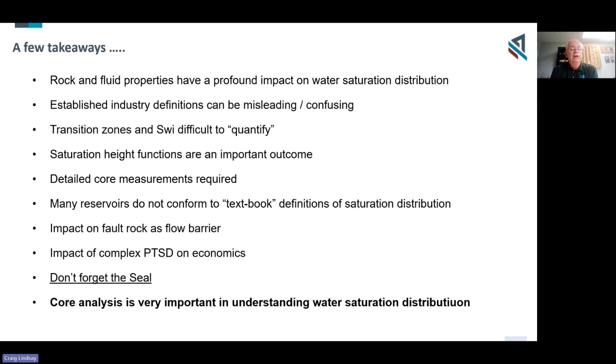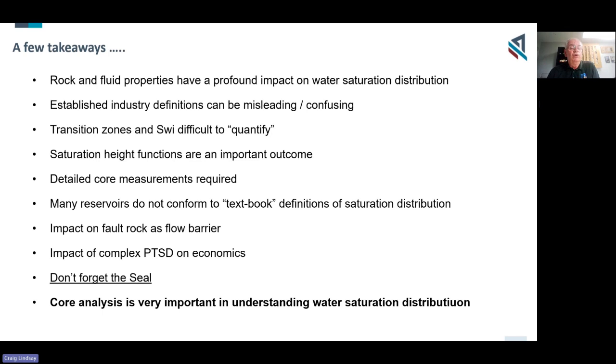and how they can impact what you're doing if you're trying to model things in a reservoir. And of course, the saturation height function is very important. This whole process involves a lot of careful core measurements, which can take time, but absolutely the information you can get out of them is absolutely vital for reservoir fluid modeling.